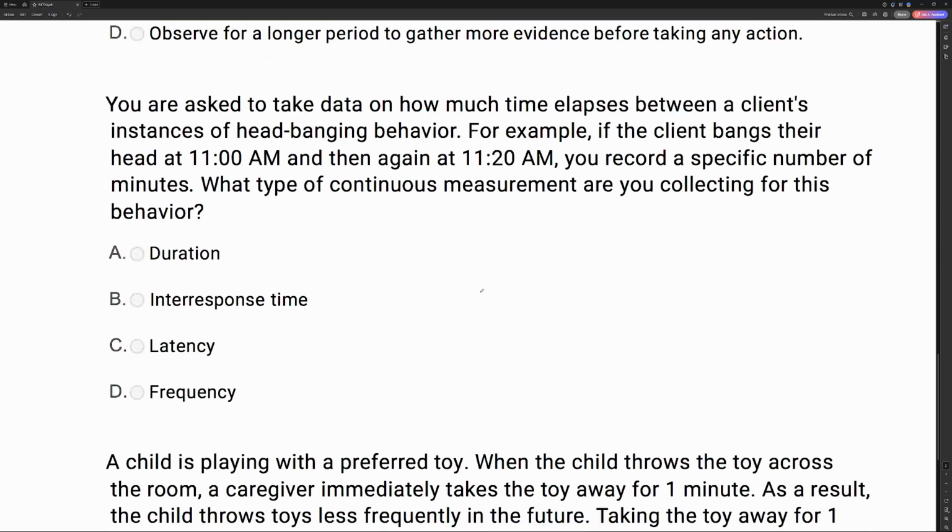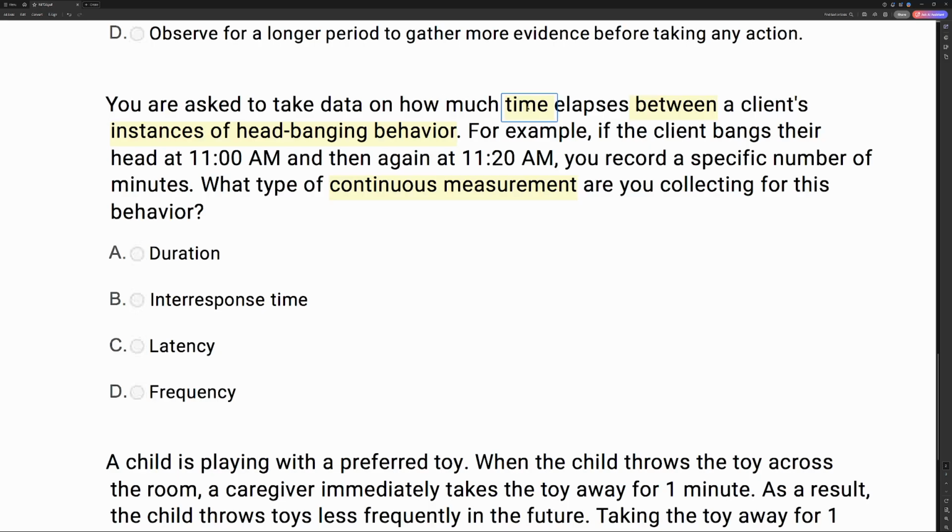You're asked to take data on how much time elapsed between a client's instances of headbanging behavior. For example, if the client bangs their head at 11 a.m. and then again at 11:20 a.m., you record a specific number of minutes. What type of continuous measurement are you collecting for this behavior? Pretty straightforward continuous measurement question. What are we measuring? We're measuring time between clients' instances of headbanging behavior. Now that makes it very straightforward.